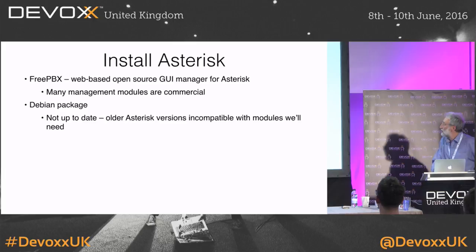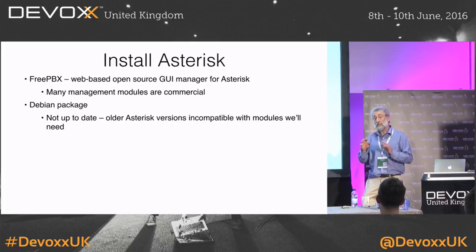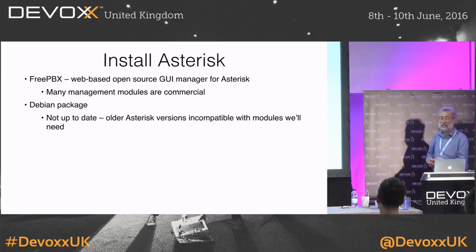There's a Debian package for Asterisk, but unfortunately it installs older Asterisk versions, I think version 11, because the version numbering has changed. Now we're up to 13, and if you want to use some of the modules that I'm going to be talking about later on, you need the latest version.